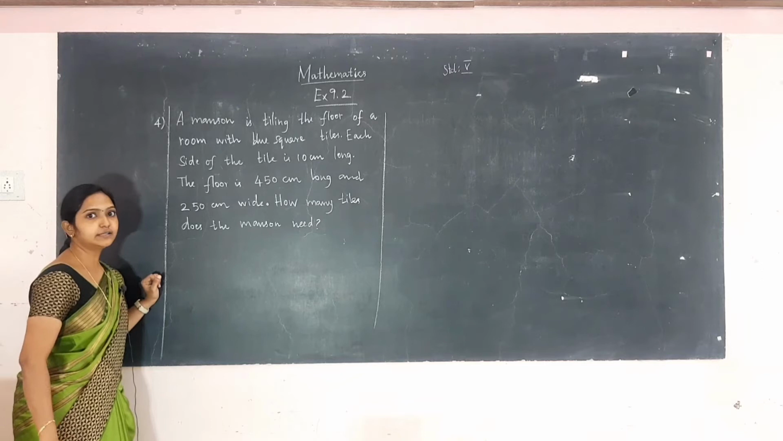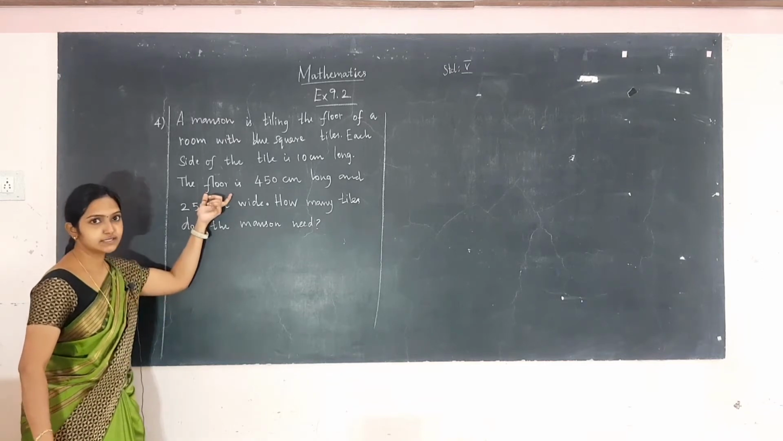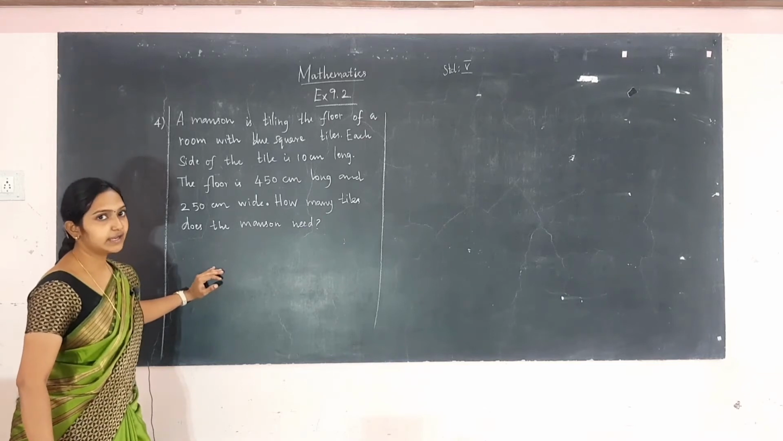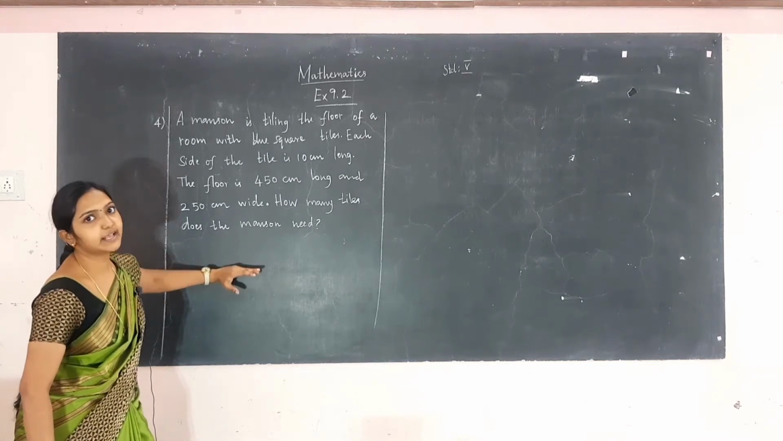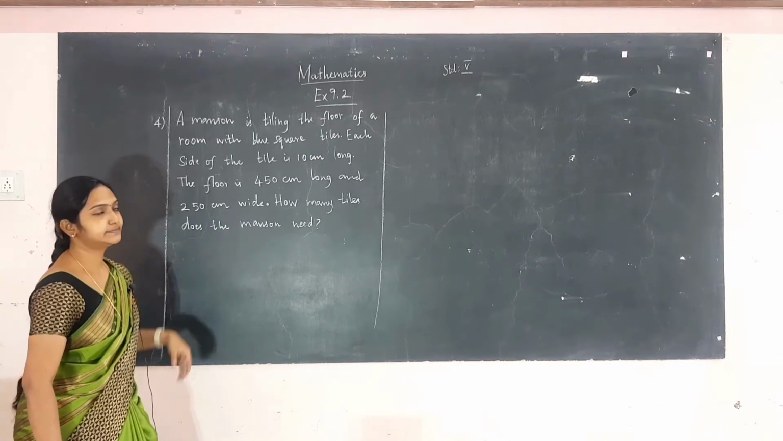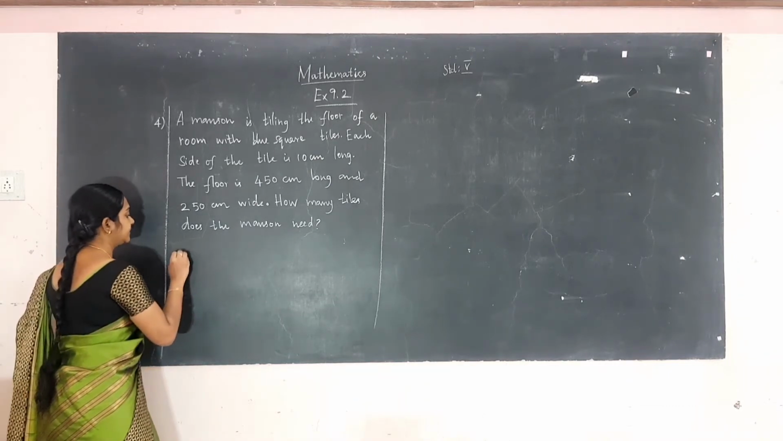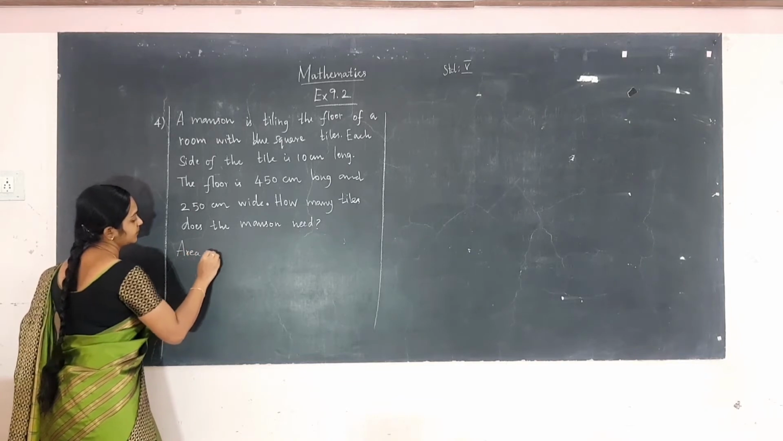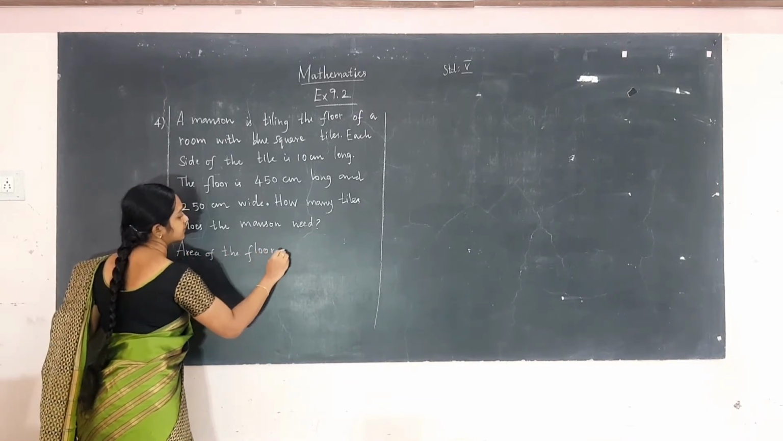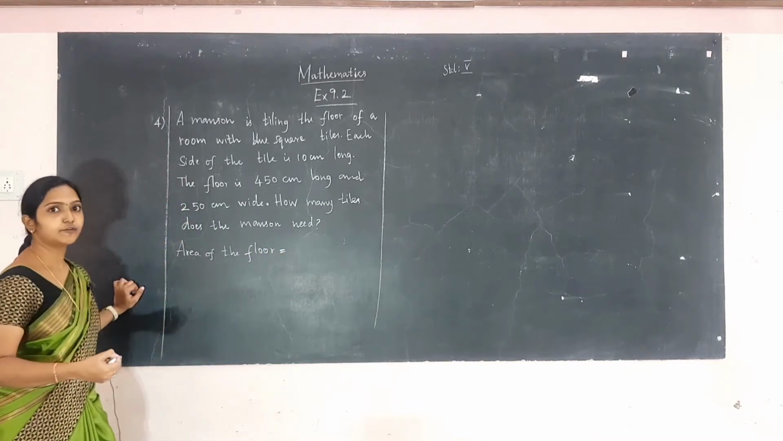We have to find the area of the floor first and then the area of the tiles, and then divide the area of the floor by the area of the tile. Then we will get the number of tiles needed. First we are going to find the area of the floor.